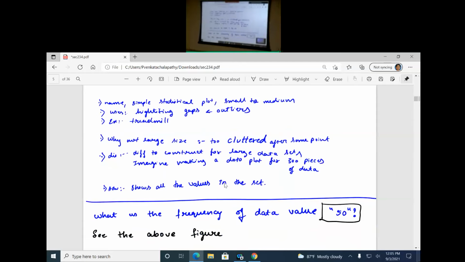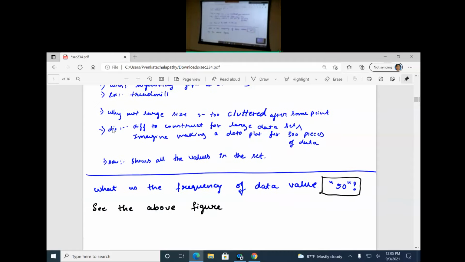Now, what is the limitation of this dot plot? This is used only for a scale of small to medium data values. You cannot use this for large data set. Why? Because it's hard to count, it's tedious a task, and it gets too cluttered when we have a very large data set. It's hard to find the frequency number. And that's why this is not good for large size data. Okay. Now, what are the disadvantages? As I said, we cannot construct this for large data sets.